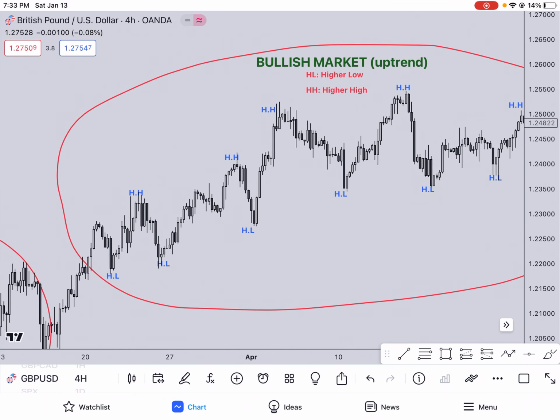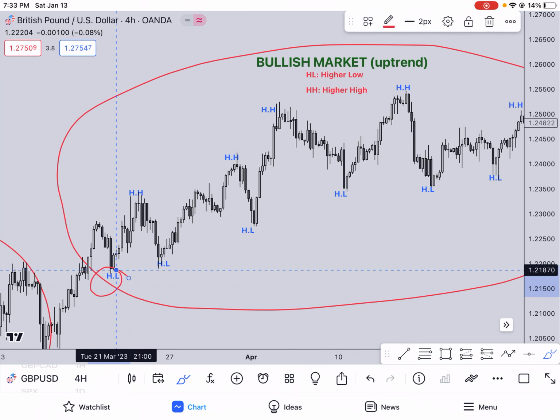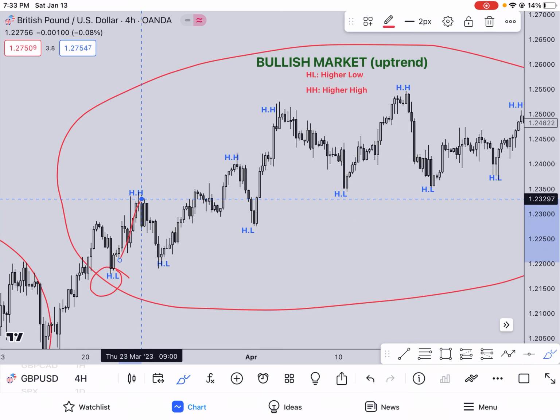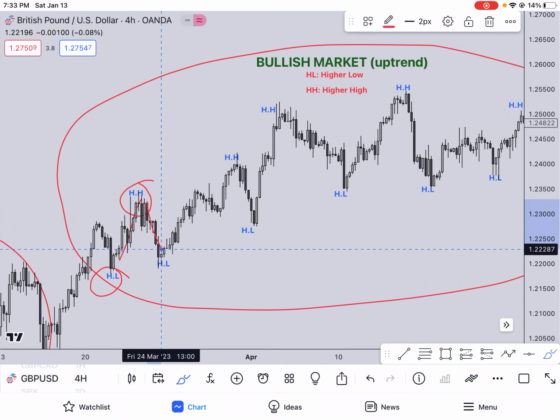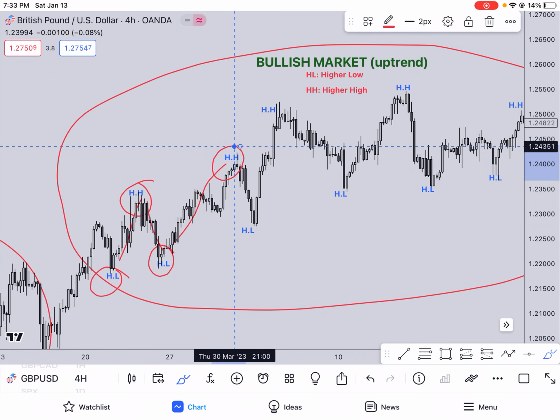Imagine in the bullish market now, this is your support, wherever the market starts from. As it got back here, this is your resistance. And then it came back and got to this higher low. Your higher low becomes your support. It goes up to this higher high. Your higher high becomes your resistance.